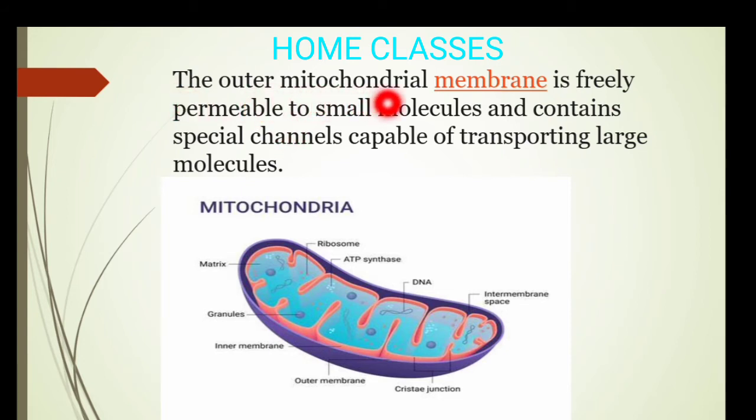The outer mitochondrial membrane is freely permeable. Permeable means that it has small holes which permit the passage for the entry and exit of materials throughout the cell. It is permeable to small molecules and contains special channels. Channels are a network capable of transporting large molecules, that is, the energy which is produced in the form of ATP is transported.